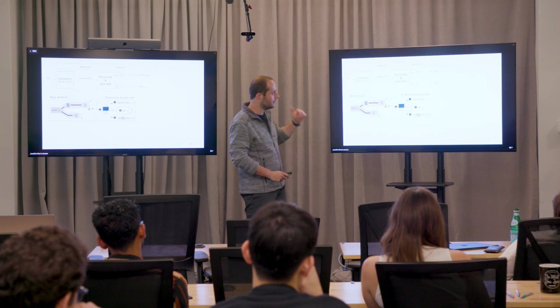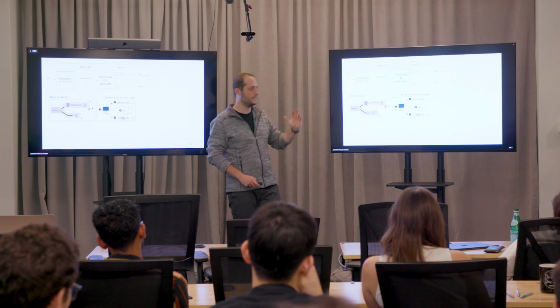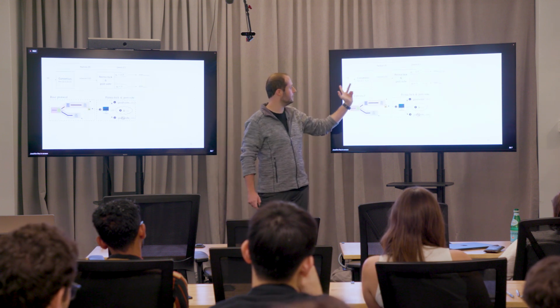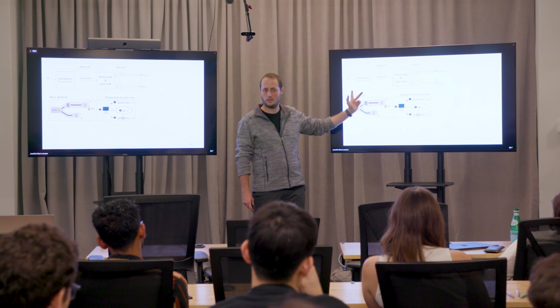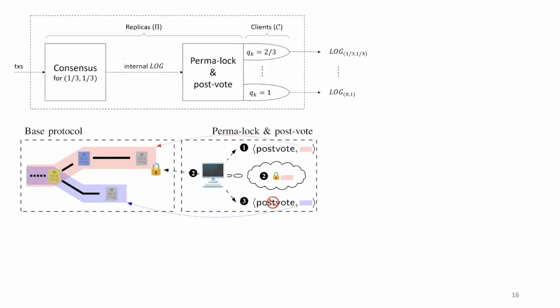Okay, so the key mechanism to keep in mind about what this protocol does is it's running a consensus protocol at 1/3, 1/3, and then it has this permalock and post-vote stage. And what really happens in the permalock and post-vote stage is that if a replica has ever post-voted on a certain log, then if the replica is honest, we can infer that the replica must be locked on that particular log, and that it will never cast a post-vote for something inconsistent.